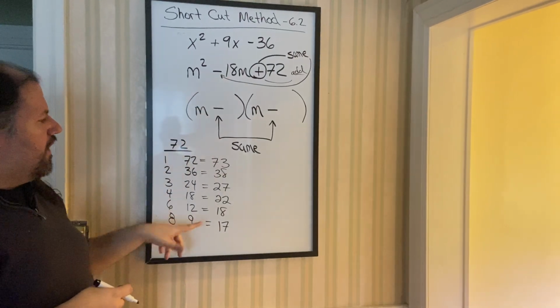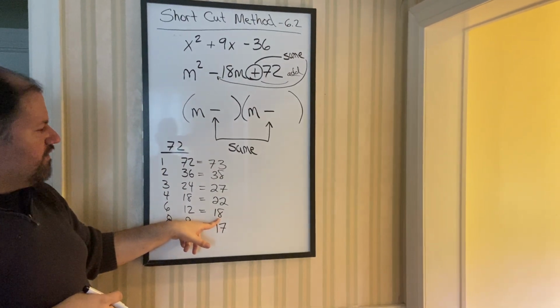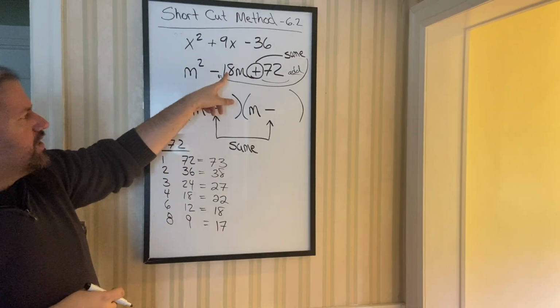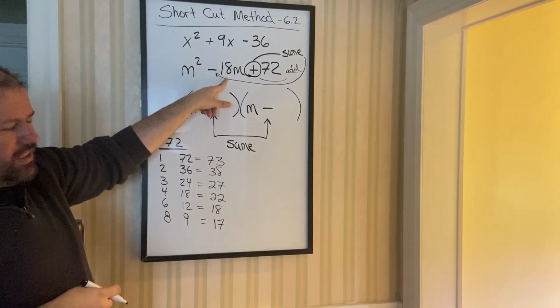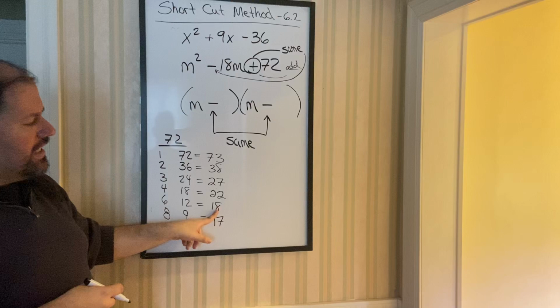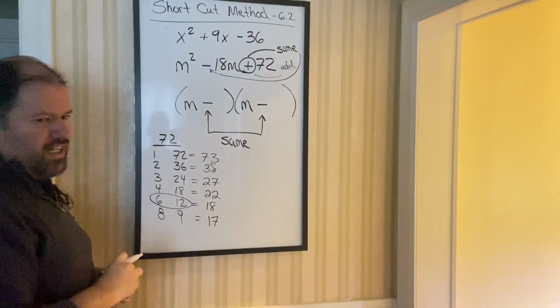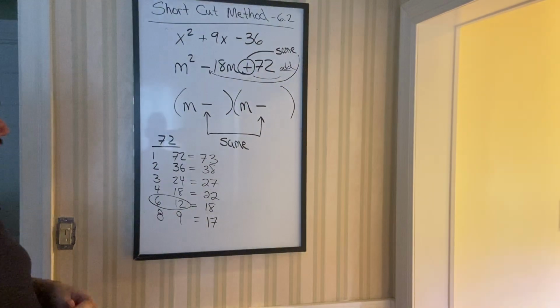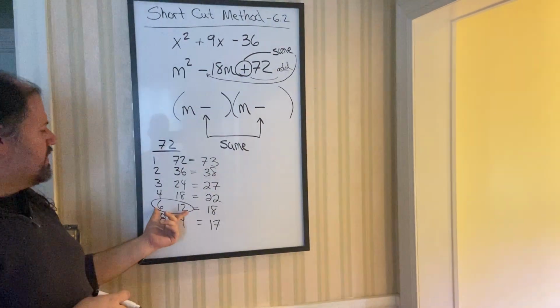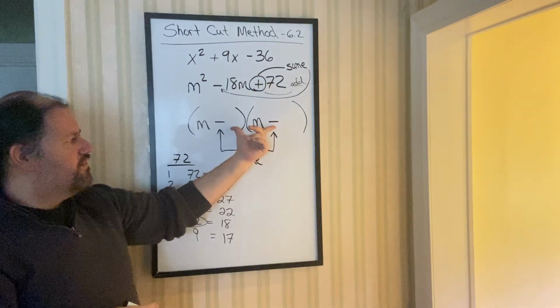So remember, our next step is to choose a combo whose total matches the middle coefficient. Middle is 18. We got an 18 down here. So we're going to choose the combo 6 and 12. That was our step 5. And our final step is just put this 6 and 12 up on the board.